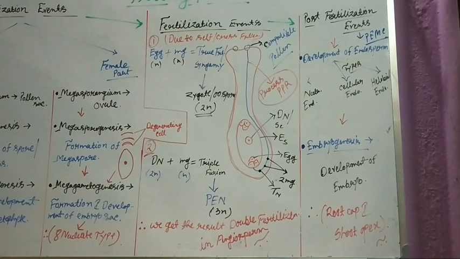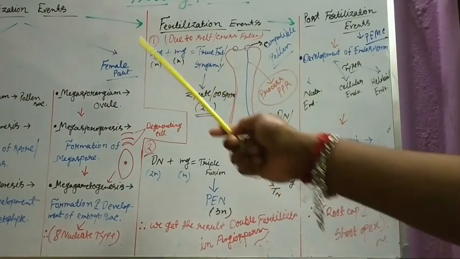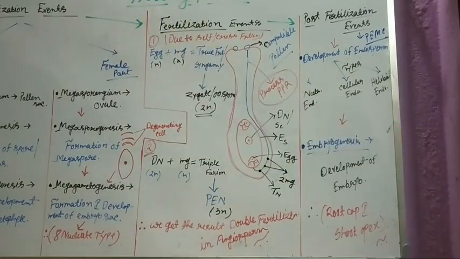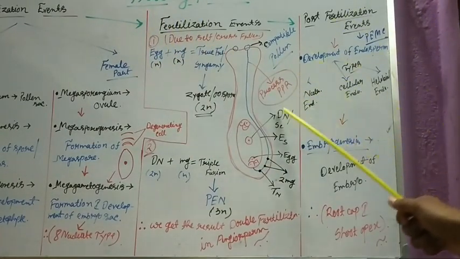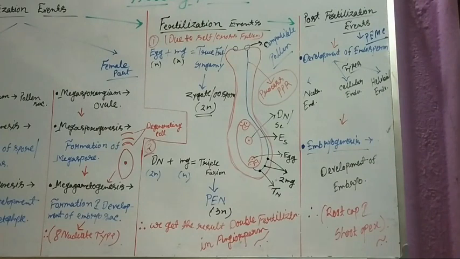These are the main three events of flowering plants: first, the pre-fertilization events, second, fertilization events, and third, post-fertilization events.